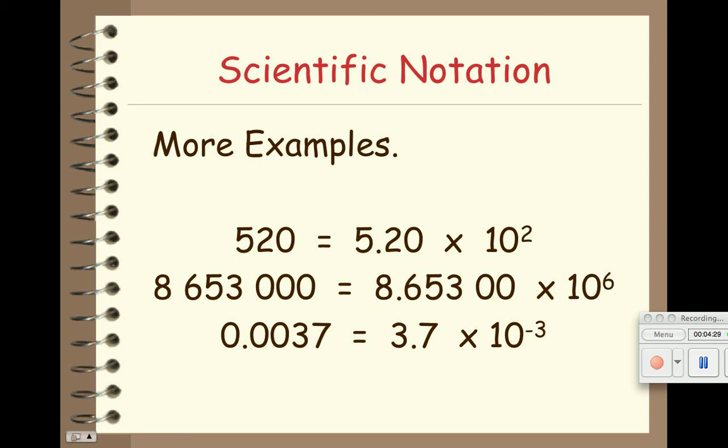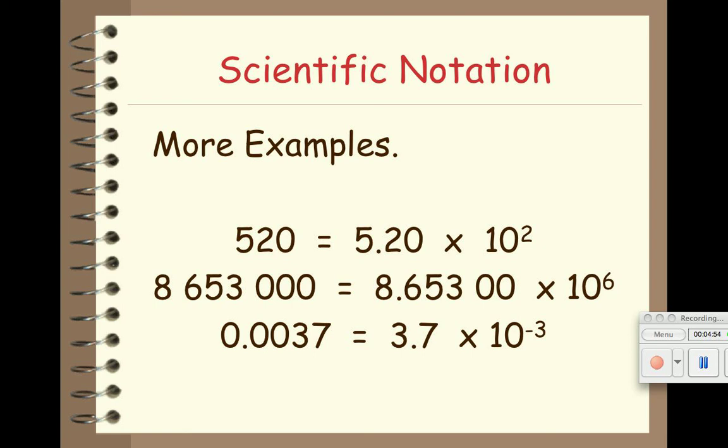If I want to express that in scientific notation, I move my decimal 3 places to the right, and since I move my decimal to the right, my exponent becomes negative. So I move my decimal to get a number between 1 and 10, which is 3.7, and I moved it 3 places to the right, and so it's times 10 to the negative 3.